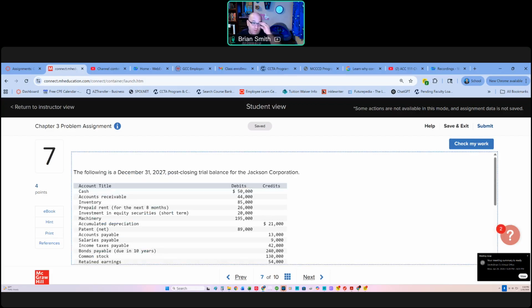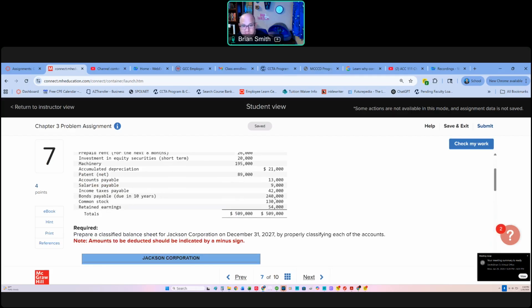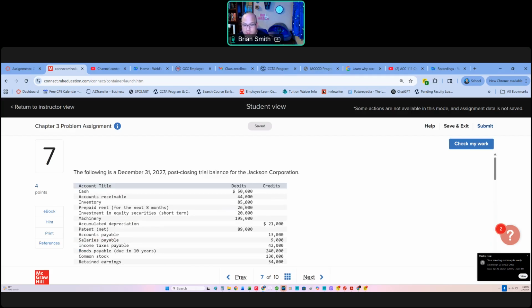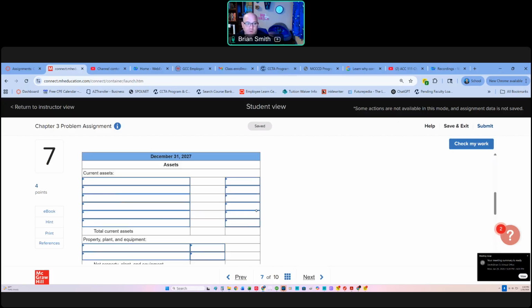Okay. All right, this next one here, we have the post-closing trial balance for Jackson Corporation. Basically we're going to create the balance sheet from this information. Since this is the post-closing trial balance, we have already closed the accounts to the retained earnings. So we don't have to do our income statement or statement of stockholders' equity and retained earnings.